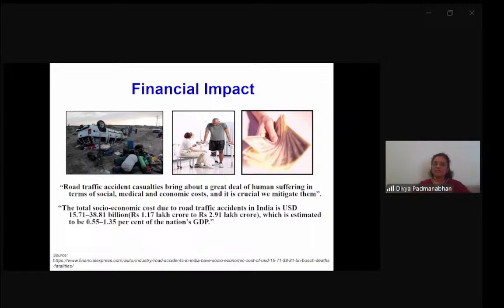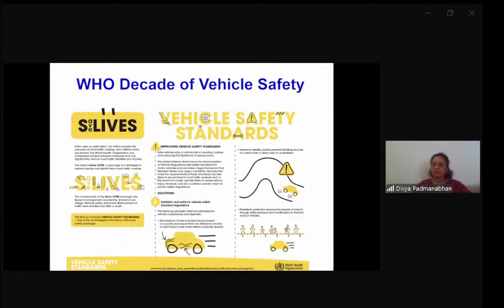This is one of the statistics which I present there. The total socio-economic cost due to road traffic accidents in India is estimated to be anywhere between 1.17 lakh crores to 2.91 lakh crores, which is almost 0.5 to 1.35% of the GDP of the nation. So just realize that this is a huge loss. The reason we need to look into vehicle safety is that accidents are something which can be prevented. Yes, by proactive means, we can prevent accidents.